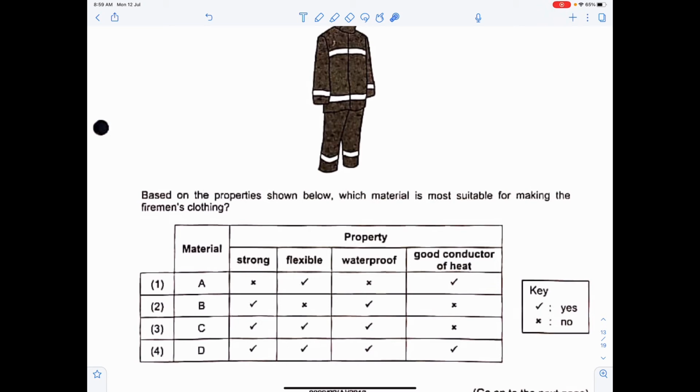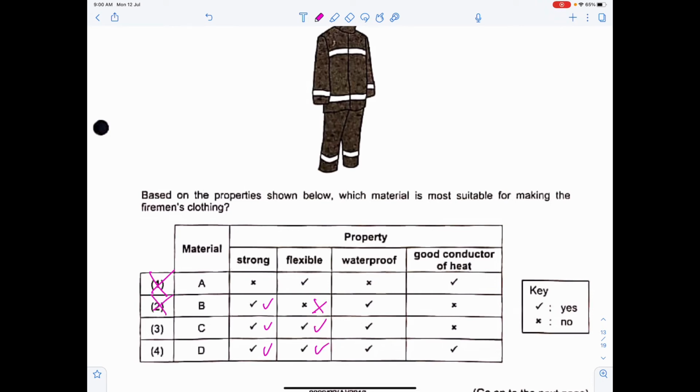So you want it to be strong because in firefighting, you're doing very heavy duty work. Maybe there could be dangerous items. You don't want it to tear easily. So you need it to be strong. So right off the top, you can go ahead and cross out A already. Okay, so this is correct. Cross out A. Then obviously, if it's supposed to be clothing, you need it to be flexible, right? Imagine you wear a piece of armor suit. It's quite inflexible. So once again, B, you can go ahead and cross it out, leaving only C and D.